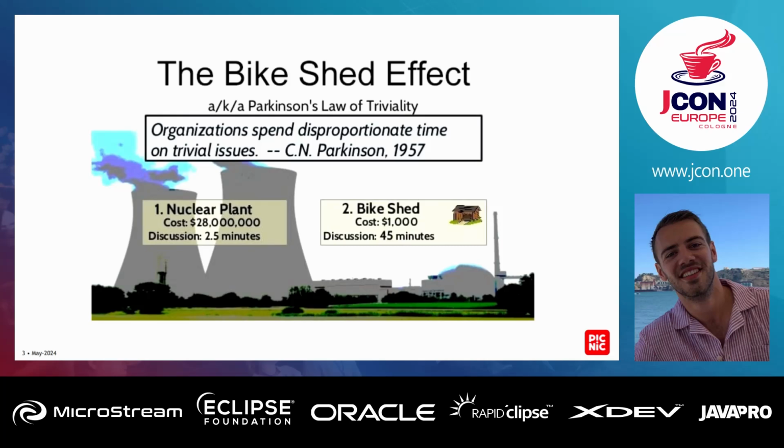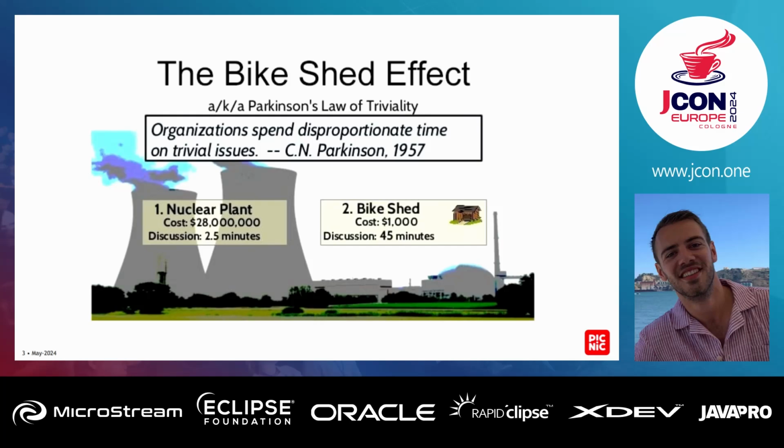So there's this example where there's a plan to build a nuclear plant, and because there are not a lot of experts about how to build the actual nuclear plant itself, there's only like 2.5 minutes of discussion about something that cost over $28 million. While on the other hand, there are a lot of experts who have an opinion about the bike shed that is being built for only $1,000. And there's a lot of discussion happening here.